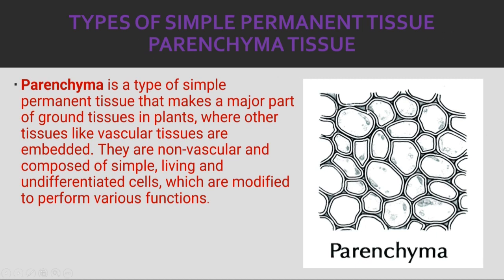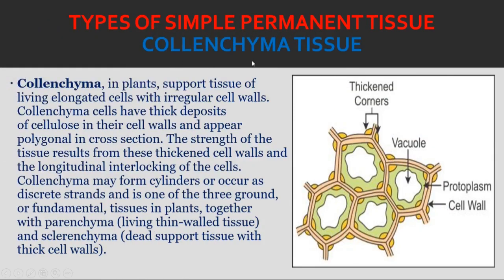So this is a basic diagram of parenchyma tissue, which you can see in this slide. Hope you have understood what parenchyma tissue is, and this is the first part of the simple permanent tissue types. So let's move to the second type of simple permanent tissue, which is the collenchyma tissue.